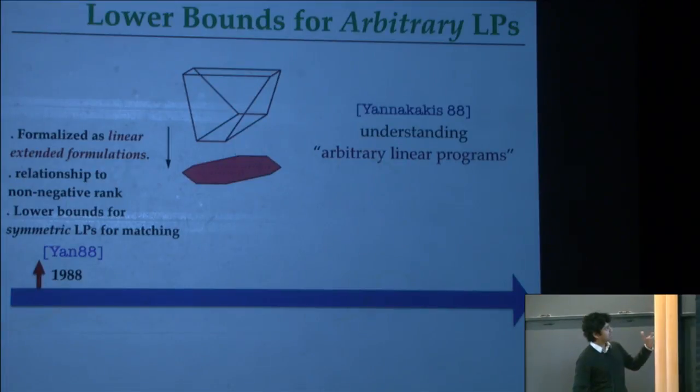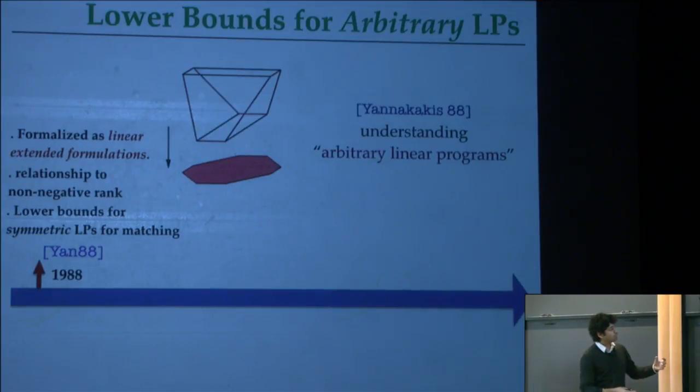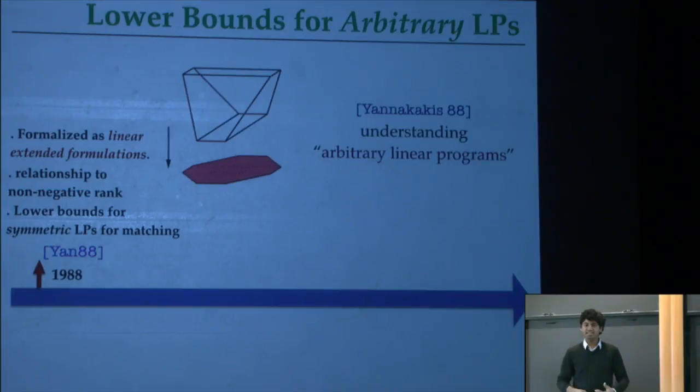This was conceptualized as the idea of linear extended formulations. Then he also showed a relationship to a simple analytic quantity related to the problem at hand, which is called the non-negative rank. And he showed an exponential lower bound on symmetric linear programs for solving maximum matching. In some sense, a symmetric linear program is basically a linear program that shares the symmetry of the matching problem. So Yannakakis in his paper asked whether symmetry is really an important assumption to prove a lower bound, although his technique didn't give a way to go beyond it.